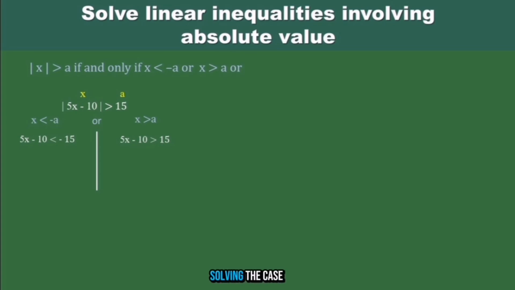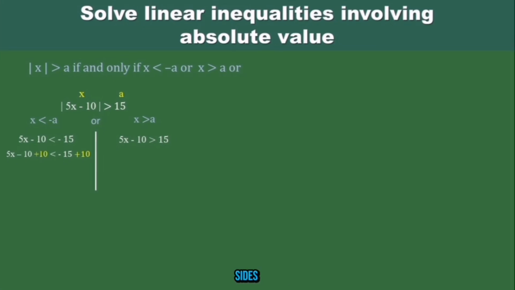Now, let's start solving case 1 on the left side: 5x minus 10 is less than negative 15. Our goal is to get x by itself. In simpler terms, we need to isolate x so that only x is left on one side of the inequality. To solve for x, our first step is to eliminate the negative 10 by adding positive 10 to both sides.